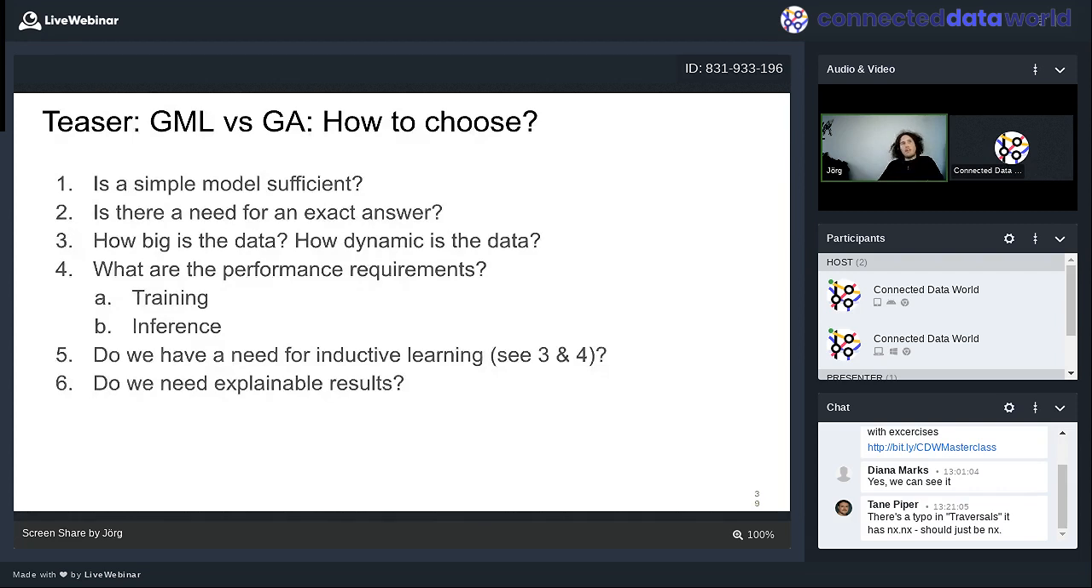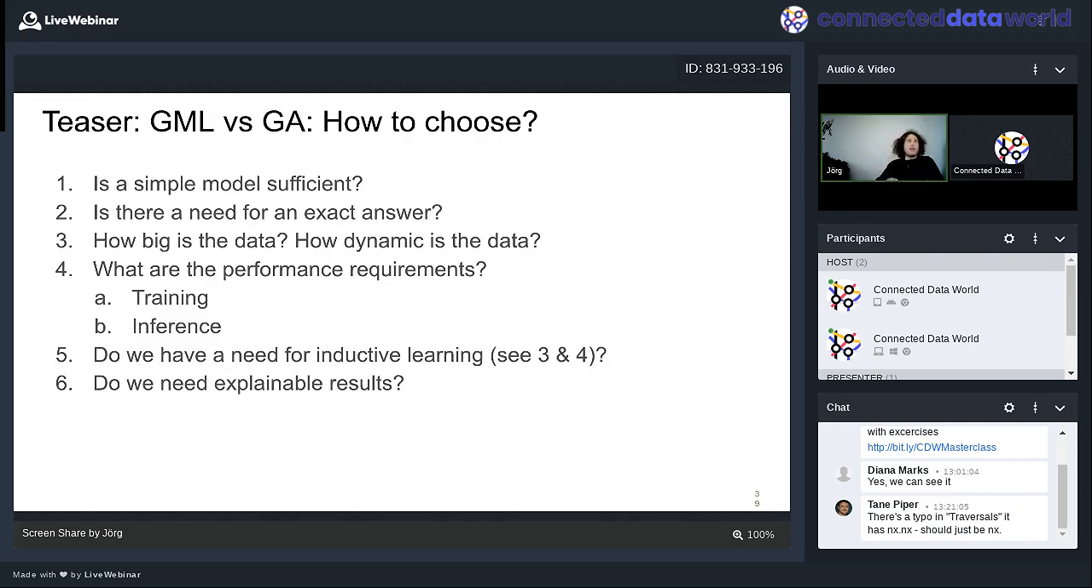Next question would be, is there a need for an exact answer? As mentioned, graph machine learning relies on statistical models. So if we really need an exact reproducible answer, probably we either have to see the trade-off, how exact that answer has to be, or we have to resort to more analytical techniques.